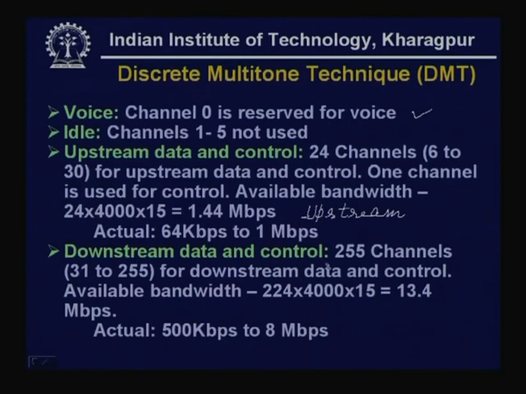And downstream data and control provides you channels from 31 to 255 for downstream data and control. So you can see the actual bandwidth is, actually here it will be 224, not 255, 224 channels. So 224 into 4000 into 15 gives you 13.4 megabits per second. So these are the maximum possible bandwidths available. For upstream 1.44 megabits per second, for downstream 13.4 megabits per second.